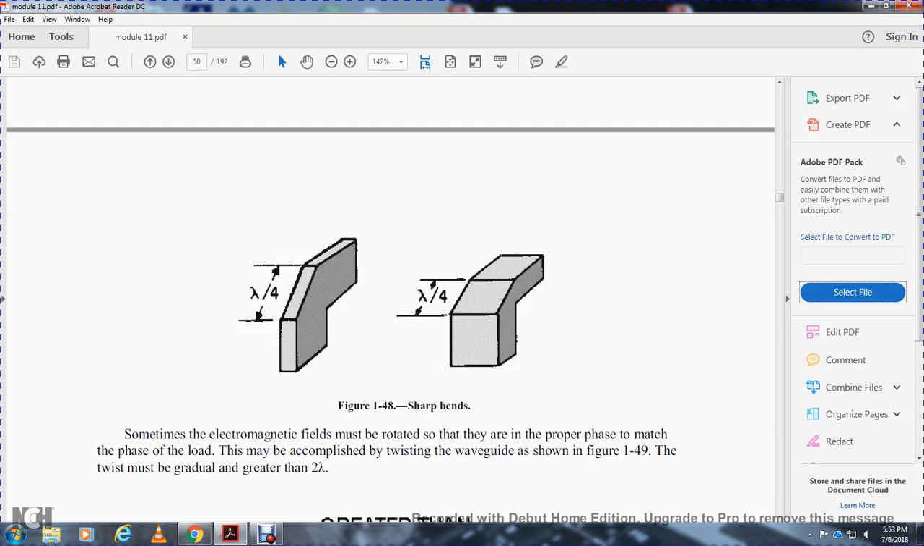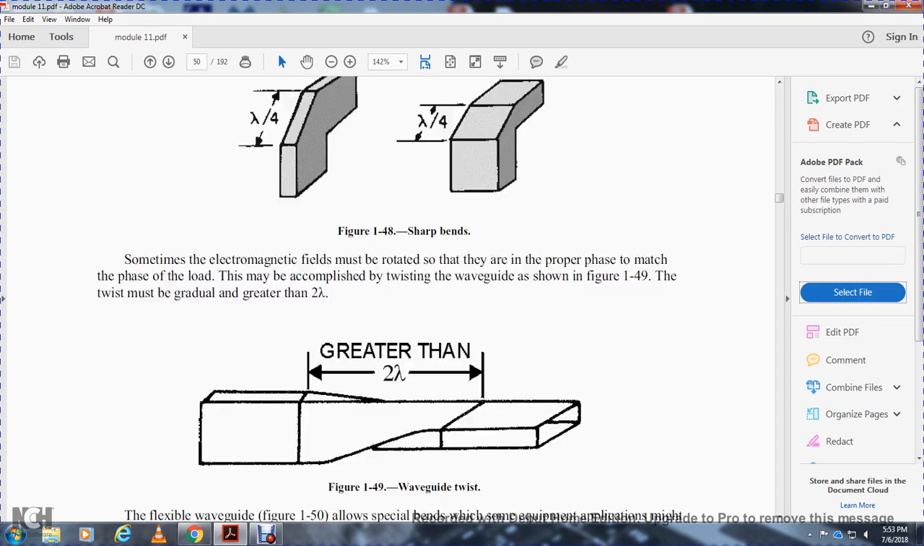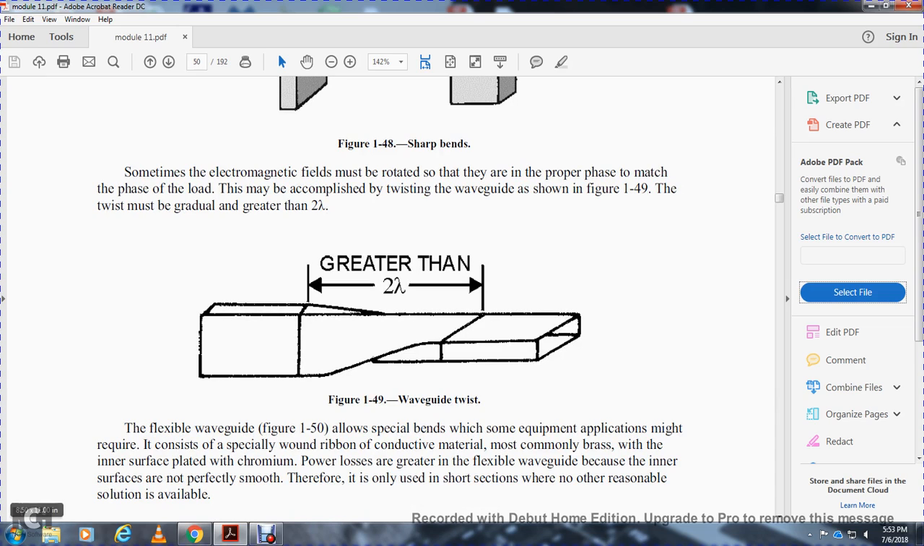Sometimes electromagnetic fields must be rotated so that they are in the proper phase for the load. This may be accomplished by twisting the waveguide, shown in figure 149. The twist must be gradual, greater than 2 wavelengths. Figure 149, waveguide twist. The flexible waveguide, figure 150, allows special bends needed with some equipment. Applications are made with the required consideration of the special wound ribbon.